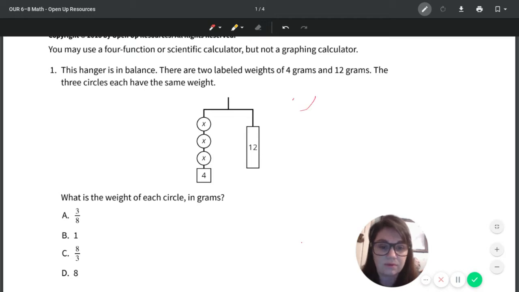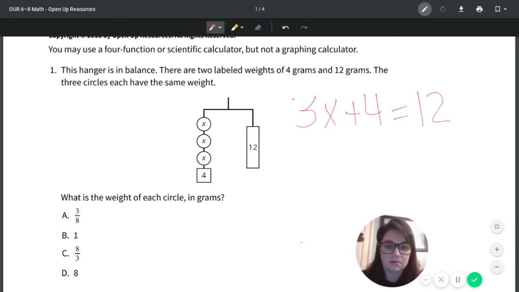We see that we have 3 x's. Wrong variable. We have 3 x's plus 4 on one side, and those balance out. They are equal to 12, which is what we got on the other side. So if we were to solve this just like any other equation, we would start out by subtracting 4 from each side. Okay, that's going to be our constant.